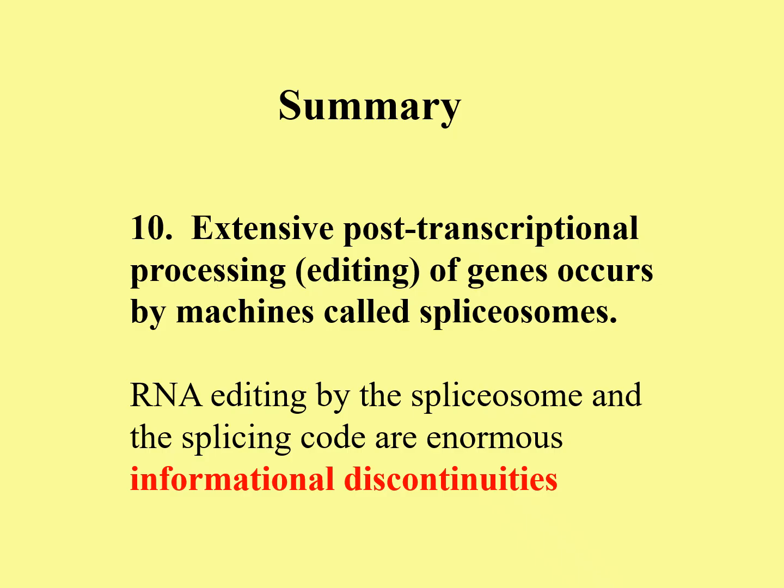Since experimental evolution studies haven't shown the appearance of even very simple new molecular machines or integrated functional systems, as discussed in discovery number 7, and since the mechanism of random mutation and natural selection is known to have severe limitations, as also discussed in discovery number 7, RNA editing by the spliceosome and the splicing code seem to be enormous informational discontinuities, a level of information that is far beyond what unintelligent processes can accomplish.